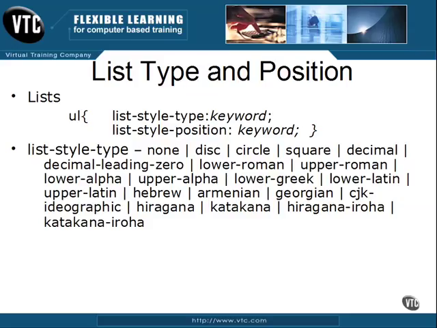Now, the remainder of our options here are going to be more or less regional elements that you may or may not be familiar with. So here we have such things as Lower Greek and Lower Latin and so forth. So if you do need to use these, then by all means, please do. They are available to you for your use. So that takes care of our list style type.